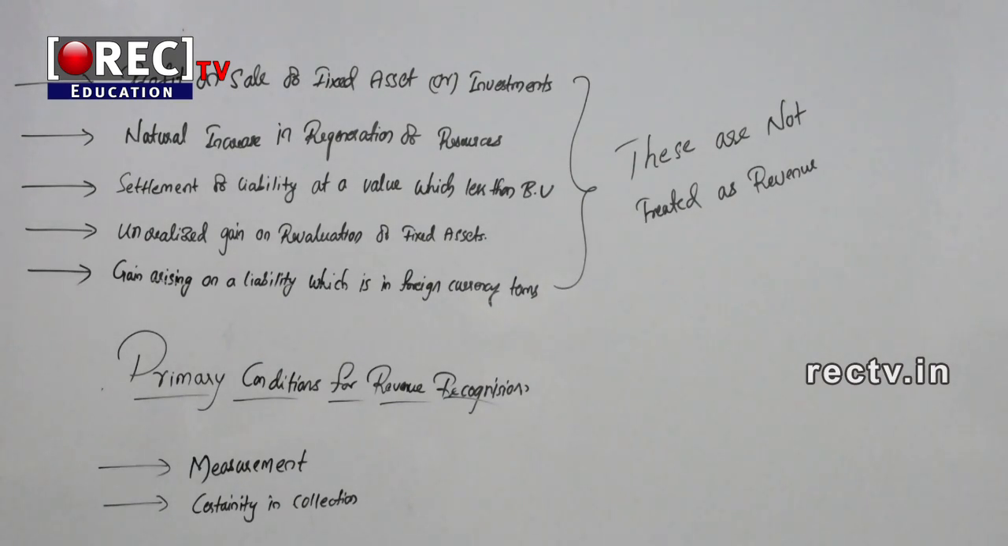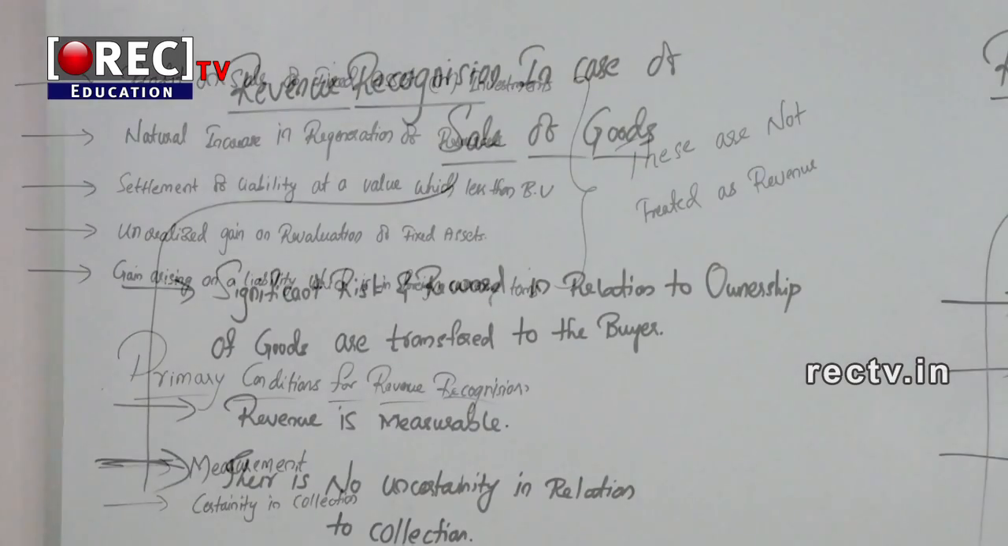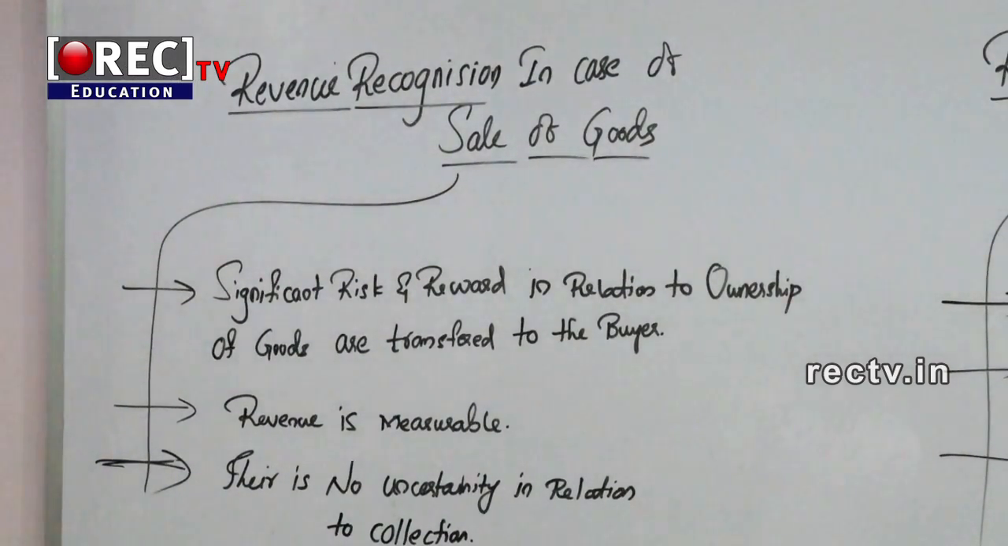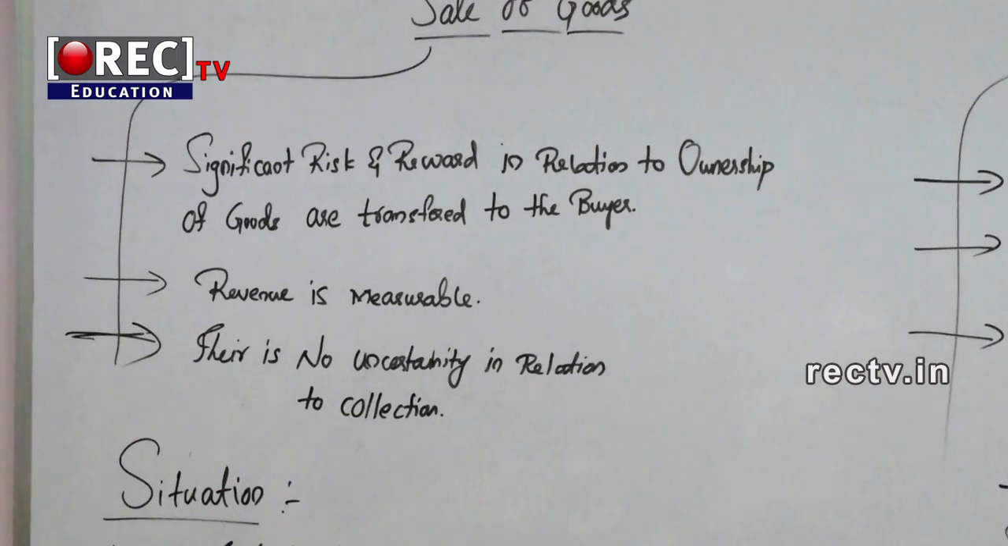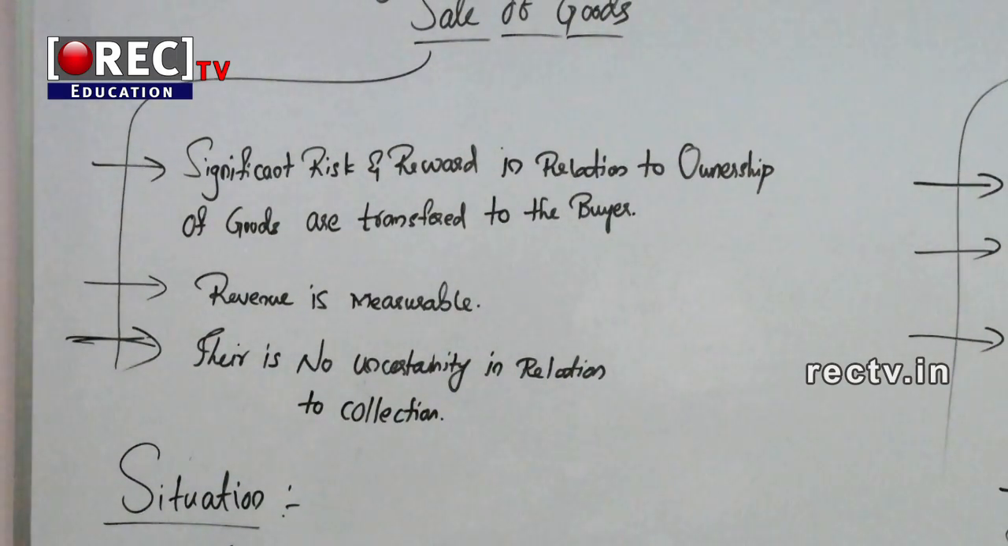Next we are going to discuss revenue recognition in case of sale of goods. When there is a sale, if the following three conditions are cumulatively met, then we can recognize revenue on the sale of goods. First, significant risk and rewards in relation to ownership of goods are to be transferred to the buyer. So when you are making a sale, the risk and rewards in relation to ownership should be transferred to the buyer. This is the one condition.